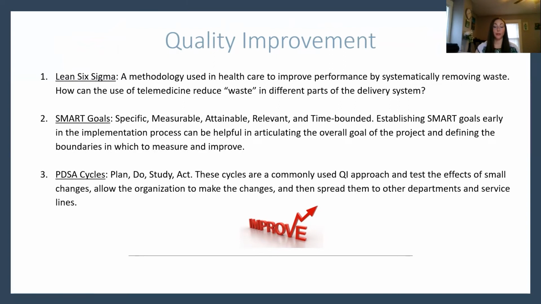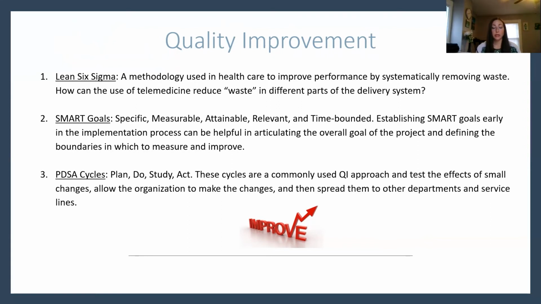QI requires commitment from every level of the healthcare organization, and there are multiple methods that an organization can use, as identified on the slide. Lean Six Sigma is a methodology used in healthcare to improve performance by systematically removing waste. How can the use of telemedicine reduce waste in different parts of the delivery system? Using a swim lane diagram of the current delivery process can be helpful to identify specific areas where telemedicine can help eliminate non-value added cost and improve quality.